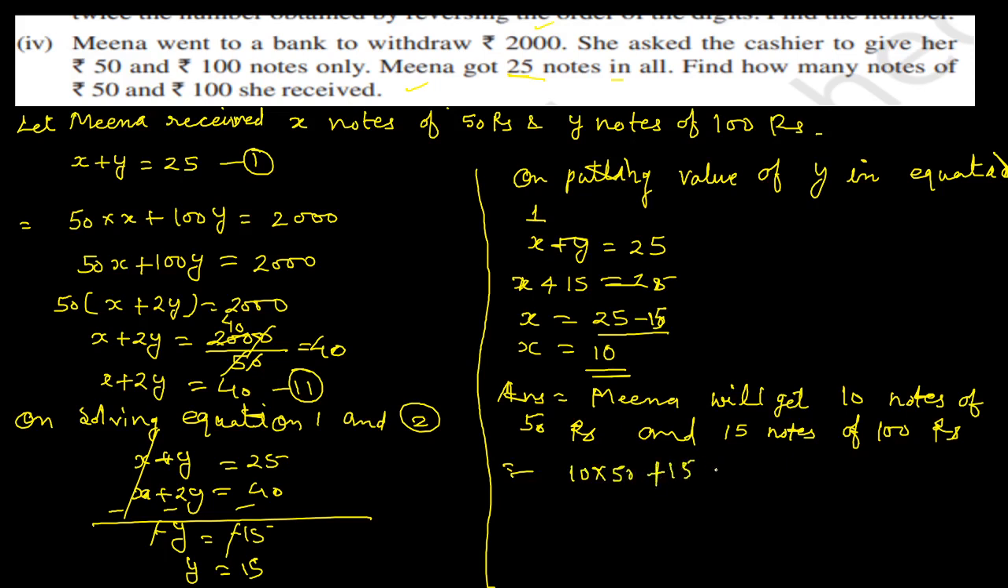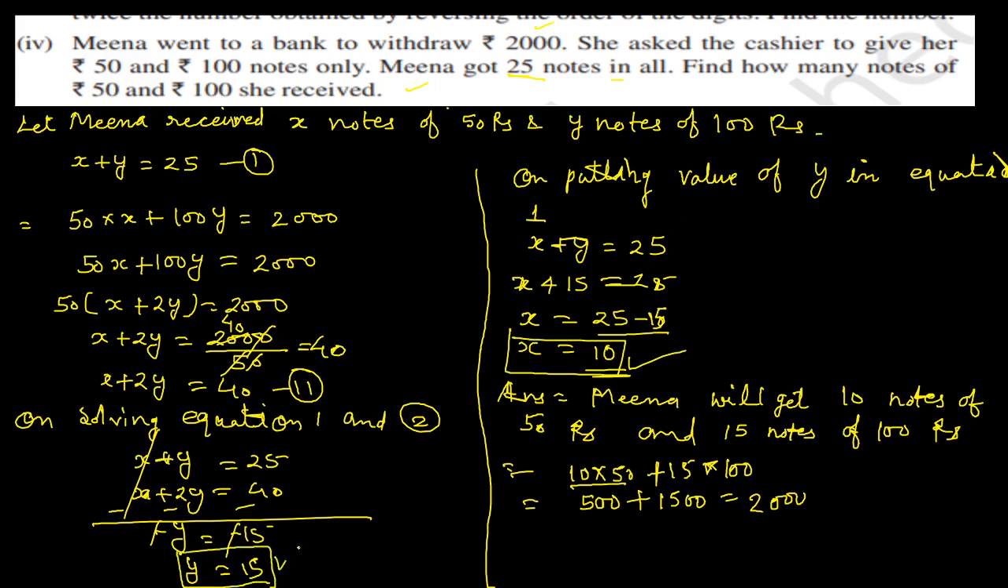15 notes of 100 rupees. So 10 fives are 50, 500 plus 15 into 100, 1500. Yes, sum of the rupees equal to 2000. That is the value we have find is correct. X और Y की जो वैल्यूज हमने फाइंड की हैं, दिस इज द करेक्ट वैल्यूज.